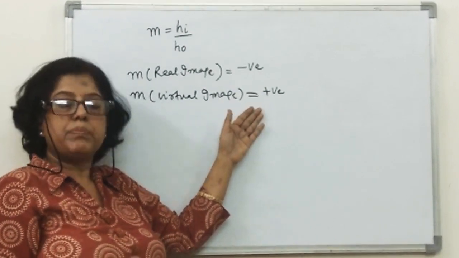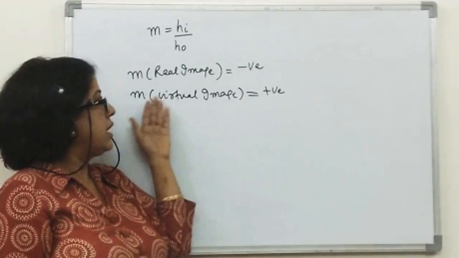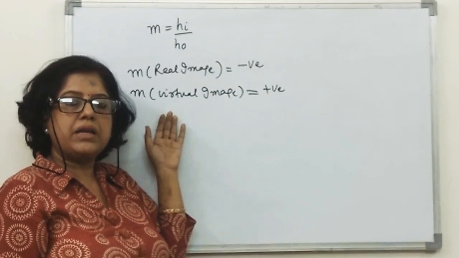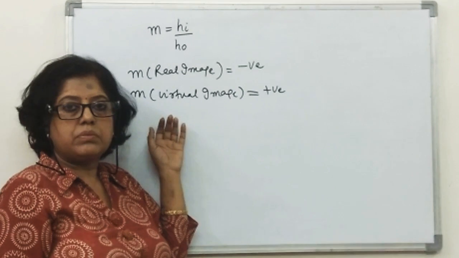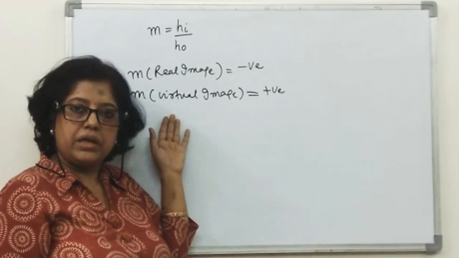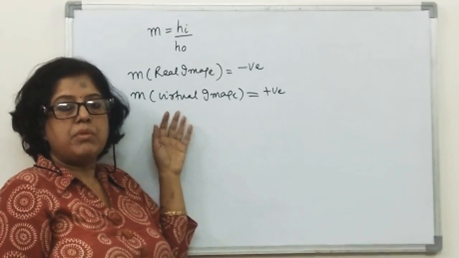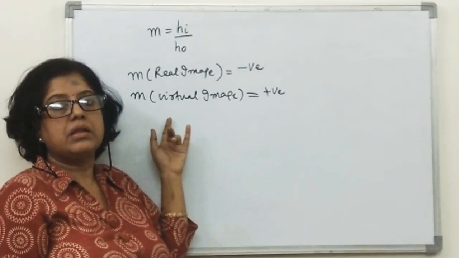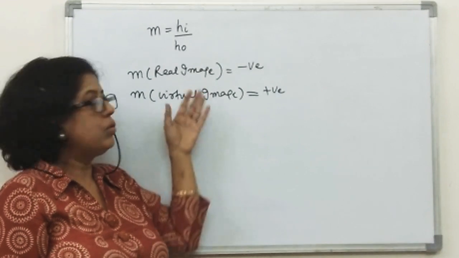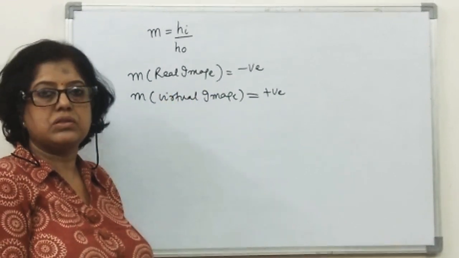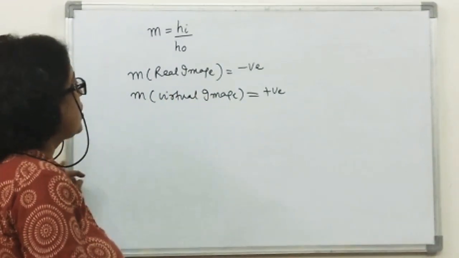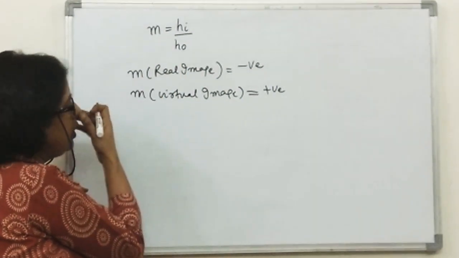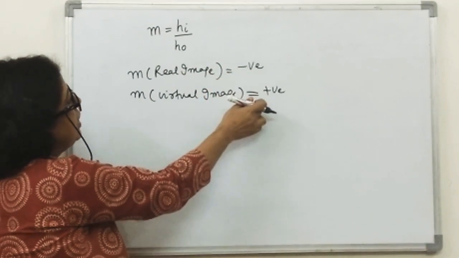For example, in a question, if it is given that a mirror forms a 3 times magnified real image, that means M is minus 3. And if a question says a mirror forms a 3 times magnified virtual image, then M will be plus 3. So the sign assigned is minus and plus. We'll talk about magnification in a little more detail. Now, the sign we've already discussed.